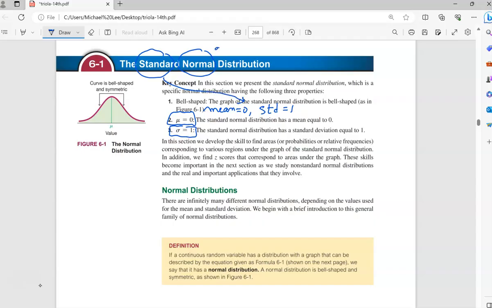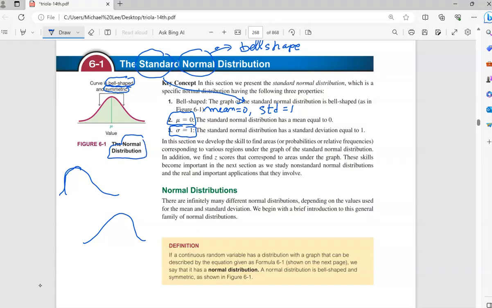What is a normal? Normal means the graph is bell-shaped. If you look at this picture, this is bell-shaped. Not only bell-shaped, well, this is bell-shaped too, or this is bell-shaped too, but it has to be symmetric, bell-shaped and symmetric. That is called normal distribution.